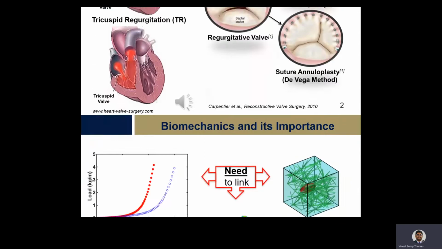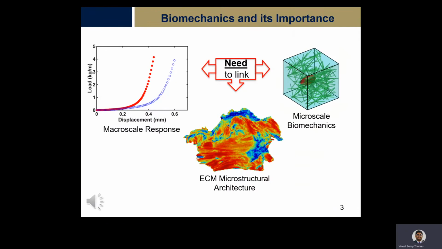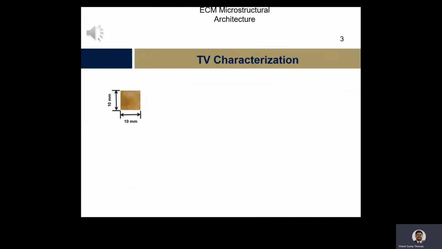tissue. Hence, our motivation to develop a computational tool that can provide detailed insight into the changes in the microstructure and microscale biomechanics of the tissue by integrating macroscale response, ECM microstructure, and cellular response of the tissue. Now, to generate a computational model of the tricuspid valve, we characterize the tissue both on macro and micro scale.